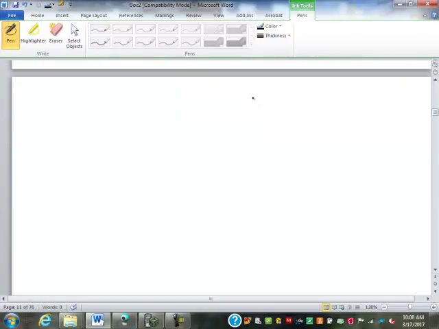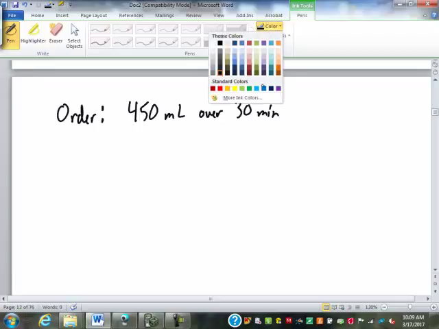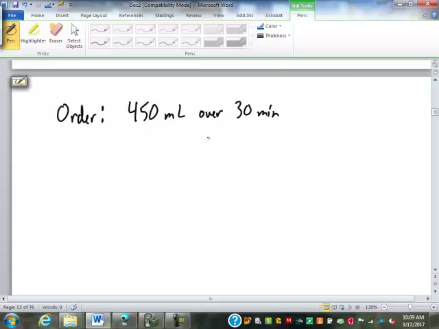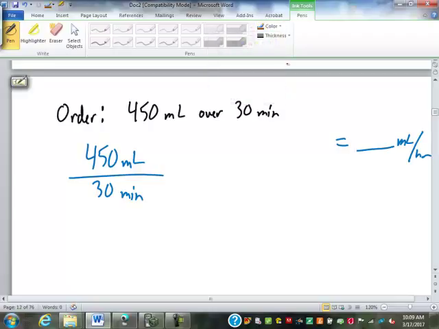A bit trickier. Let's say our order is for 450 milliliters over 30 minutes. We still want to know milliliters per hour. There's going to be a little bit more of a harsh conversion here. 450 milliliters over 30 minutes. We first have to convert our minutes into hours. So 1 hour is 60 minutes.